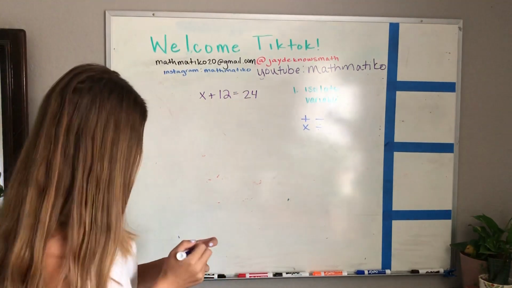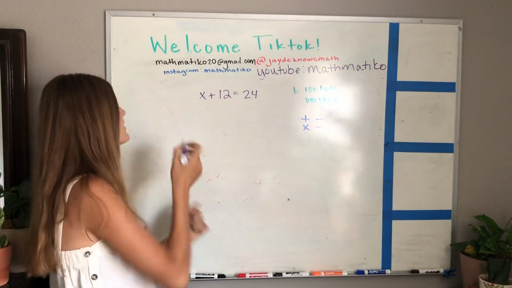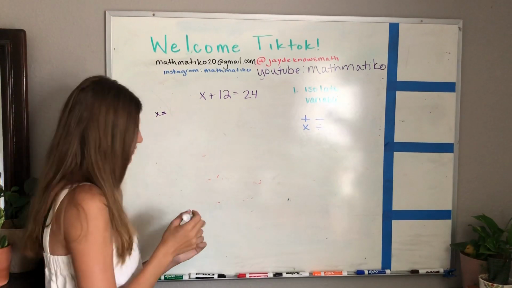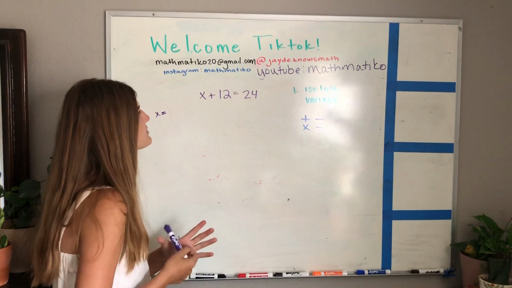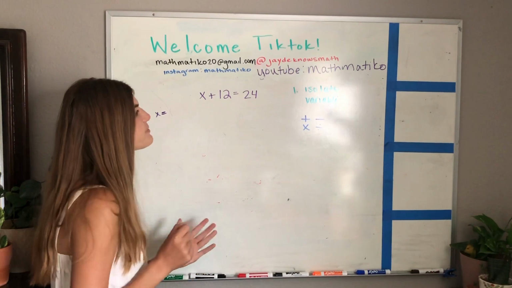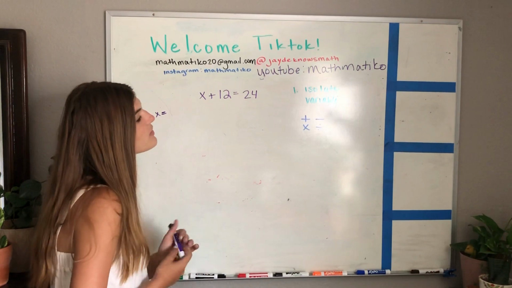Alright, first thing we need to do is isolate the variable. That means at the end of it we want x equals. So how do we get x alone? Well, what's happening to x? If you guys need a second, please pause it here and solve.